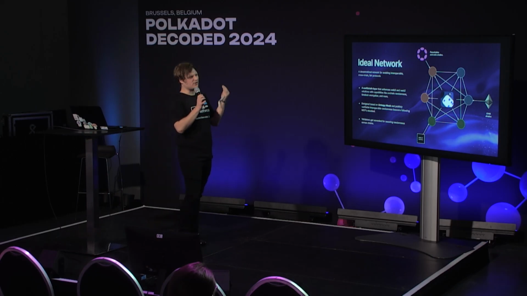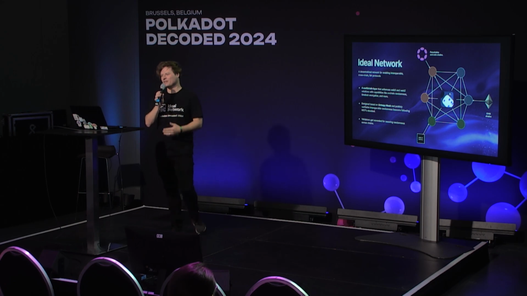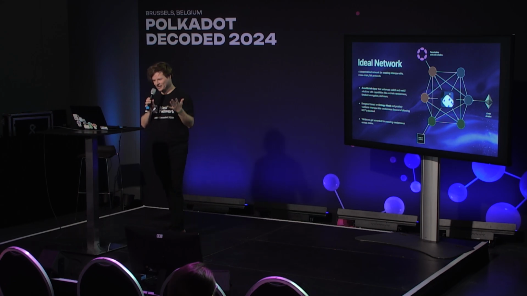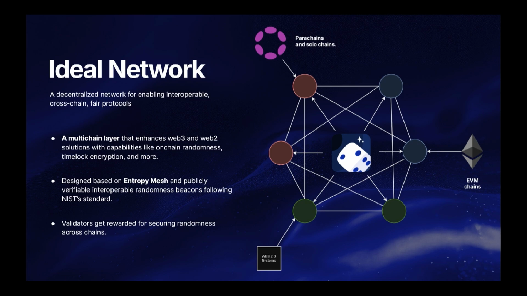So to address these concerns, we've developed the IDEAL network. Again, that's the interoperable, decentralized entropy aggregation layer. Essentially what we're trying to enable is a sharded single data structure that can integrate randomness from many different sources. And this is called our entropy mesh.